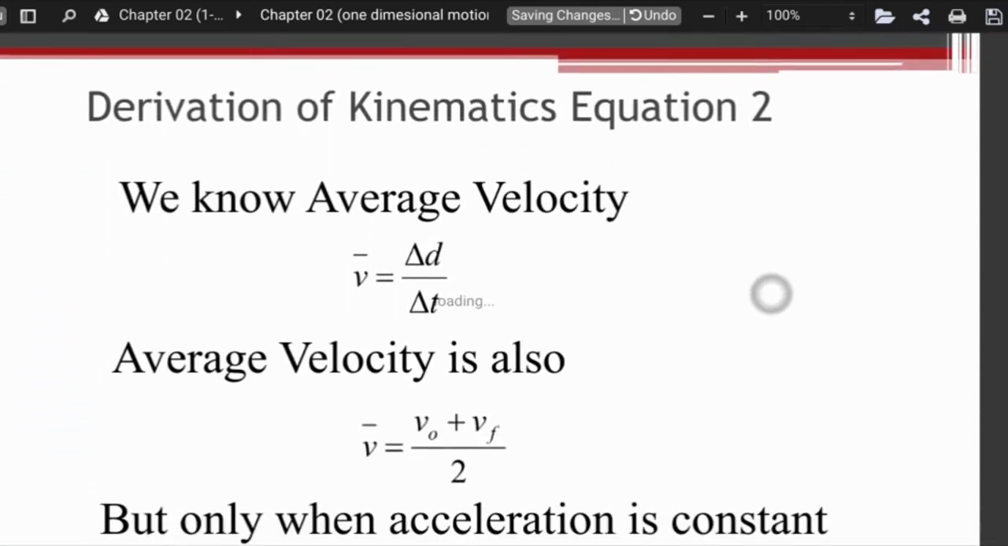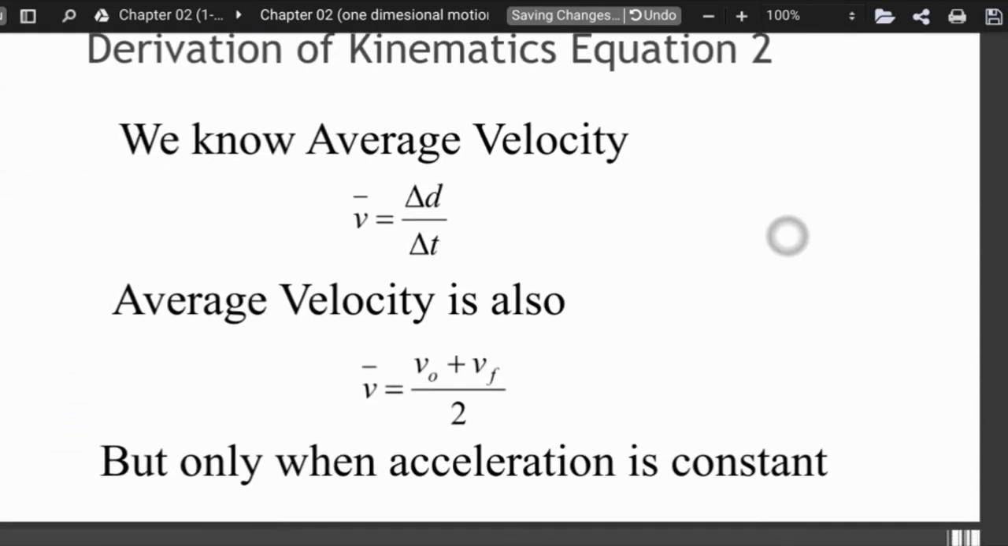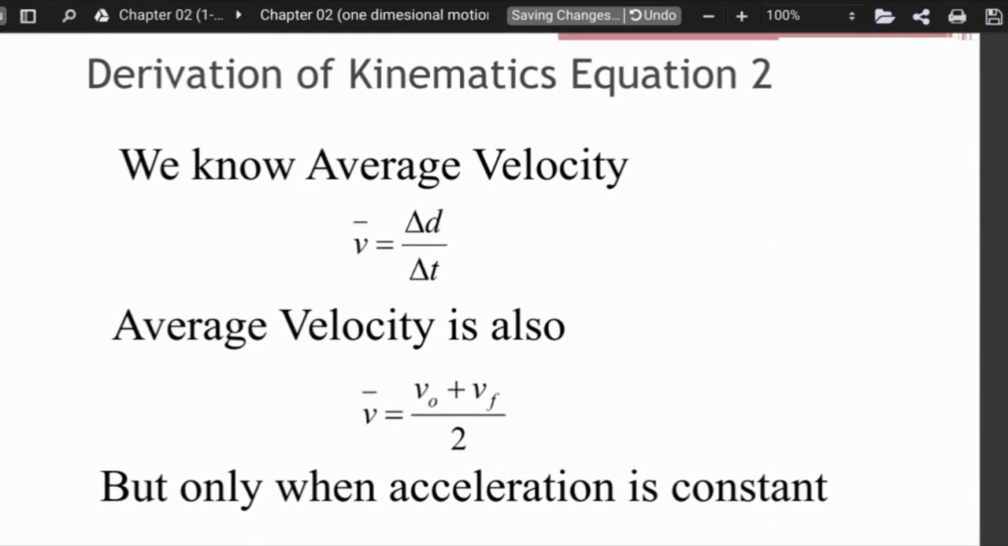Kinematic 2: we are going to start off knowing that there is an alternative way to find average velocity. It can be found if the acceleration is constant, which we said has to happen in these kinematics. When the acceleration is constant, the initial velocity plus the final velocity, divided by 2, the middle velocity, is the average velocity.